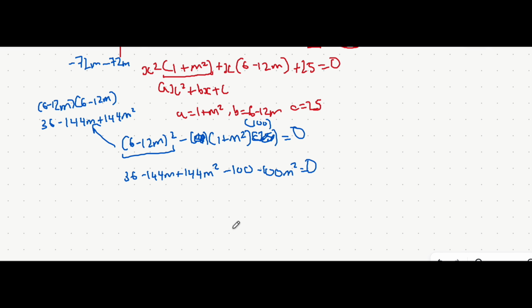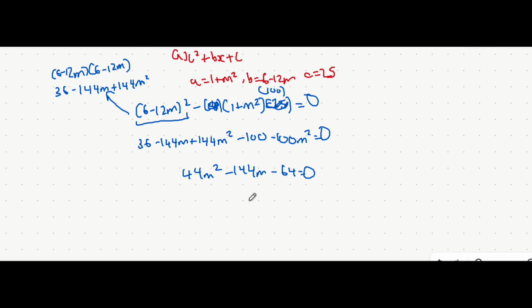And let's collect like terms before solving. So 144 take away 100m squared is equal to 44m squared. There's a minus 144m here. And lastly, 36 take away 100. Well, that's equal to minus 64. And that's all equal to 0.